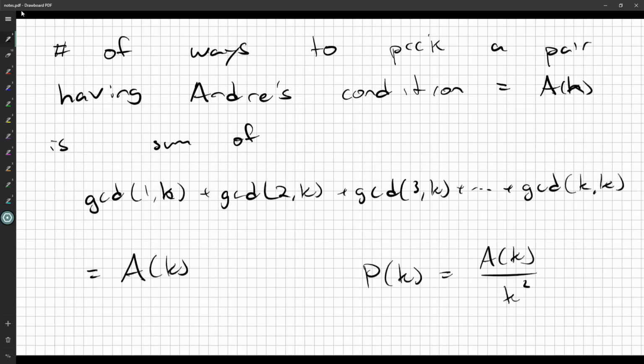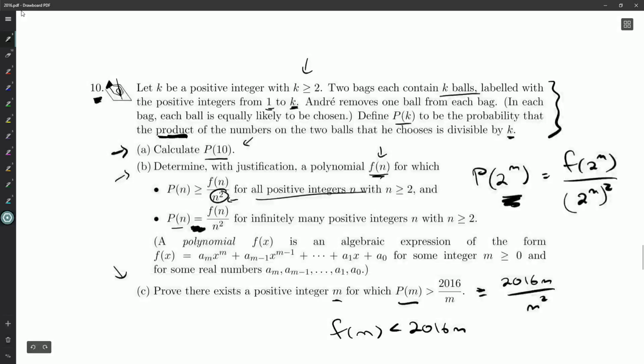Now, I don't think A of k is a polynomial. Otherwise, I feel like in B they would just ask us for that polynomial. But maybe there's a way to show that A of k is always greater than some polynomial in terms of k. So I've definitely moved past the A part, where we got the answer of 27 over 100. And now we're into the B part. We're exploring the number of ways to pick a pair of balls and have their product be a multiple of k. So I've got an expression for that. Good. And now it's time to start thinking about, well, what could F of n be?